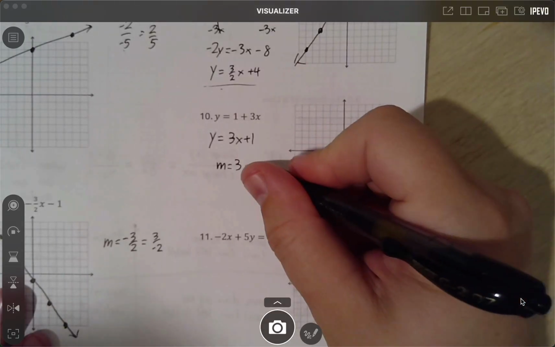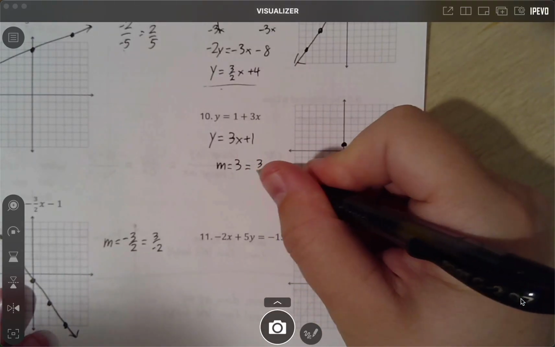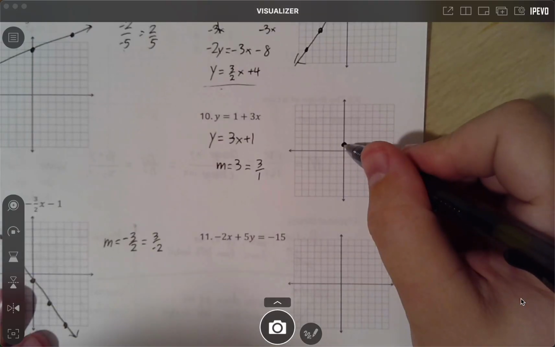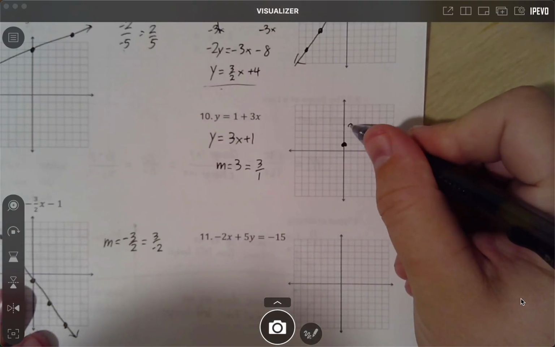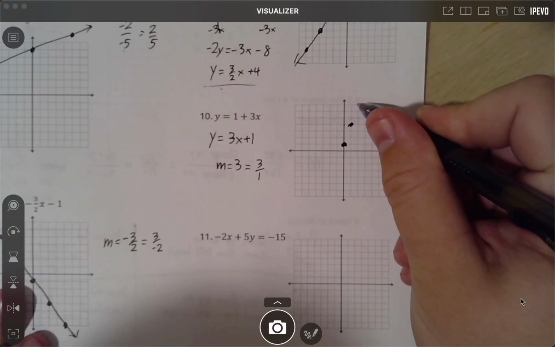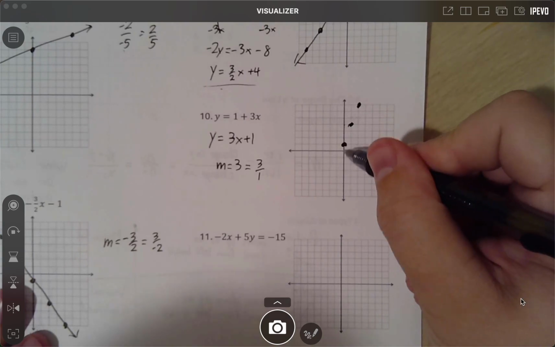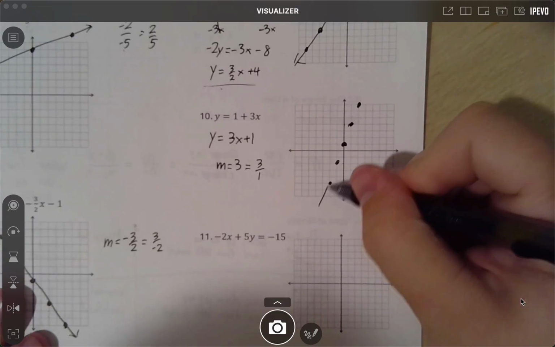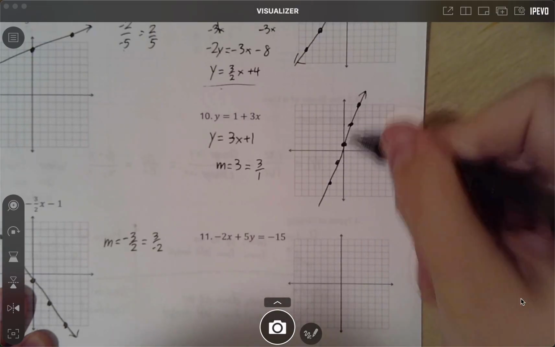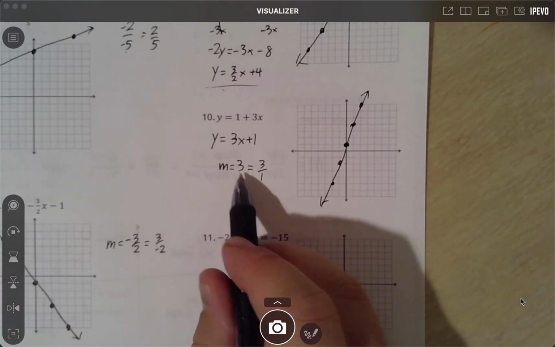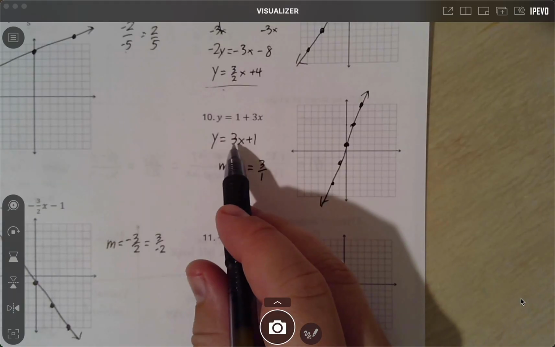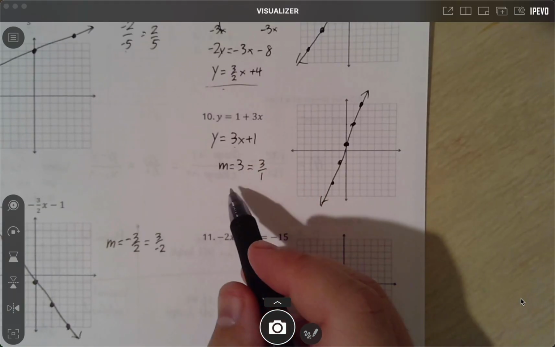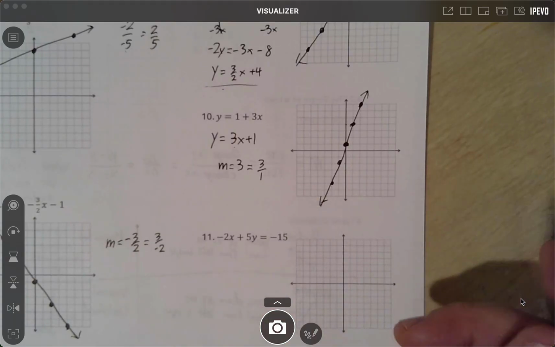What does that mean? Well, remember that any whole number or any integer is really over 1. So this is going up 1, 2, 3, right 1. Up 1, 2, 3, right 1. I could also go down 3, left 1, down 3, left 1. There's my line. So again, if your slope just looks like a regular integer or whole number, it's really over 1, so your run would be 1.